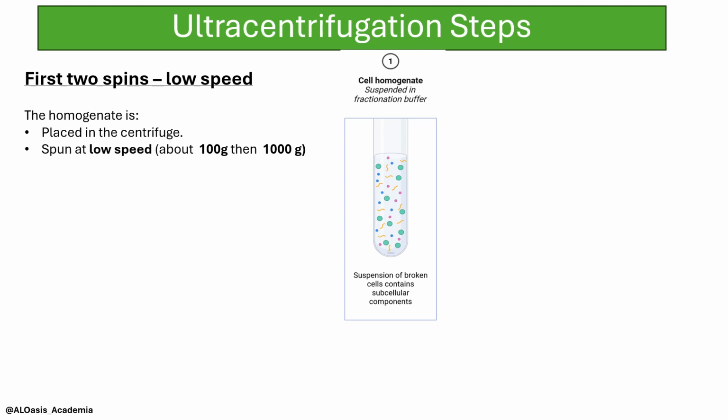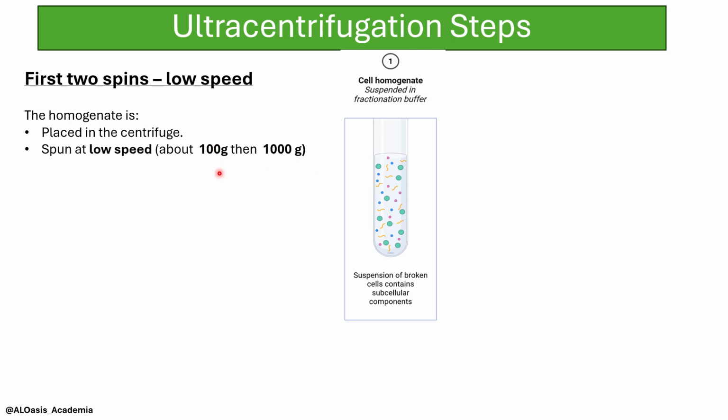So during the process of separating the organelles, ultracentrifugation will be done through different steps. The first two steps will include two spins at low speed. What happens is that the homogenate we made in the first step during homogenization, we will just place the tube with the homogenate in the centrifuge, and then the centrifuge will be spun at low speed. We can start with 100 G, then we increase it to 1000 G.